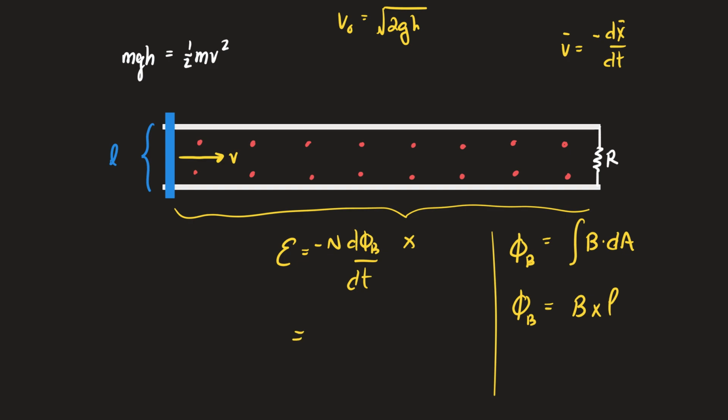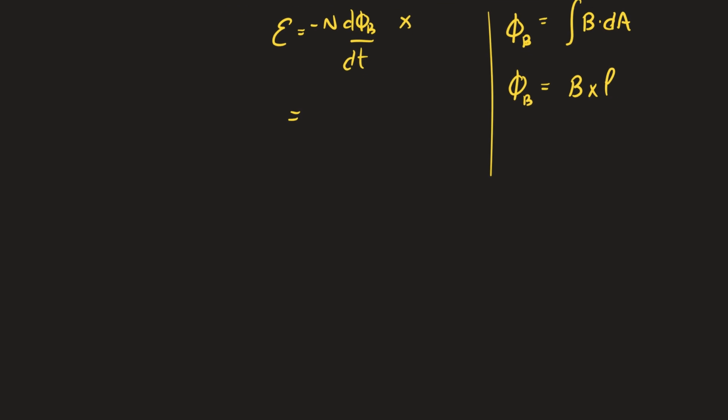So when I sub in the flux, I'm going to get minus d/dt of BxL. Well, the bar doesn't change size, the magnetic field doesn't change its value. The only thing that's changing is x. So this becomes minus BL dx/dt, which we've already put in there is minus the velocity. So this is where you get your BLV.